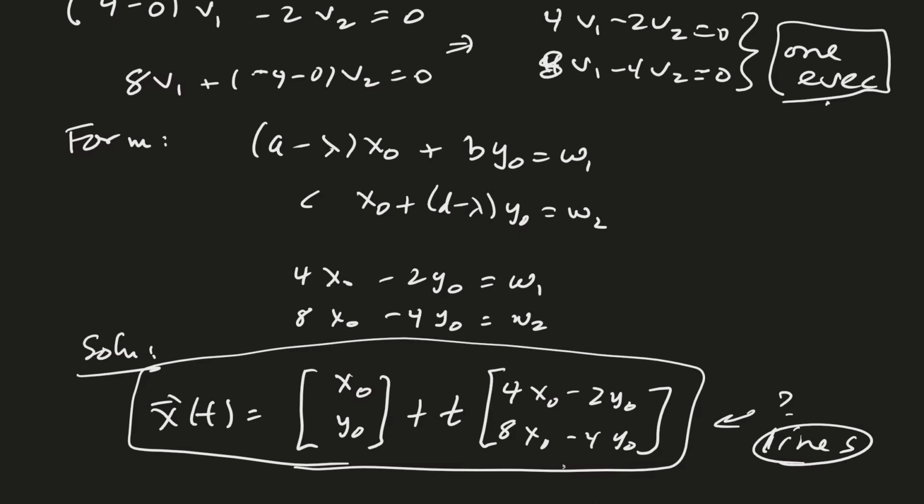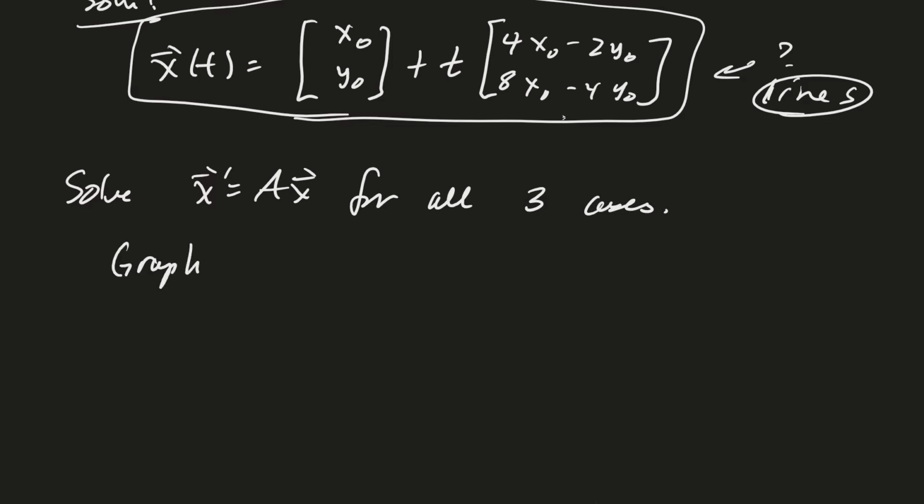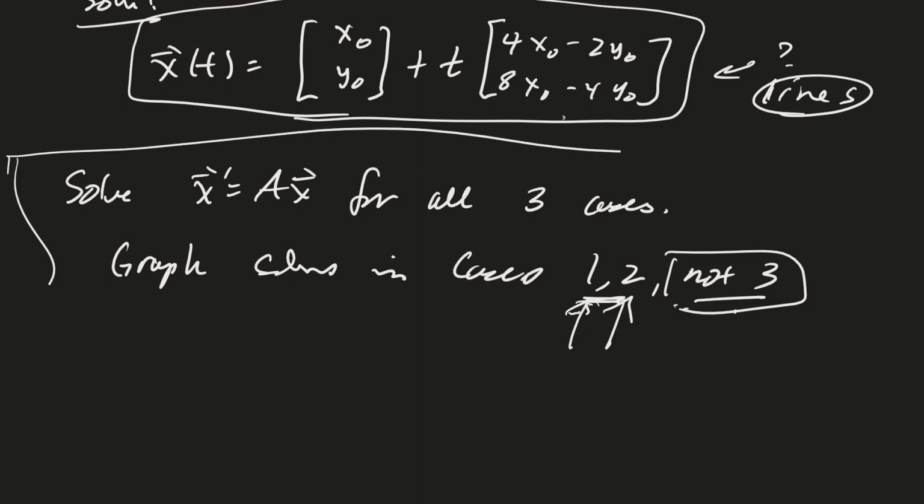We're going to summarize all of these different cases in chapter 9 when we get there. We've just finished chapter 7. At this point we should be able to solve x prime equals Ax for all three cases. We should be able to graph solutions in cases 1 and 2, but not necessarily 3. This is typically a hard case to graph, so we're not going to focus on graphing those solutions. But if you can graph solutions for saddles, sources, sinks, and spirals, then you're looking good. So that's chapter 7.